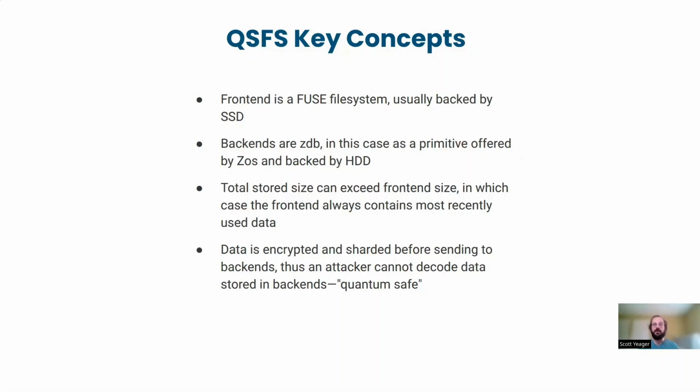The total stored size can exceed the front-end size, so we can have more data than what the front end can hold, but you can also have a front end that's big enough to hold all of your data. That's up to you. But if the total stored size is going to exceed the front end, that front end will always retain the most recently used data. It will delete the oldest data from the system. And if that data is needed again, it will pull it in from the backends and reconstruct it. So that happens automatically as needed, the removal and rebuilding of that data.